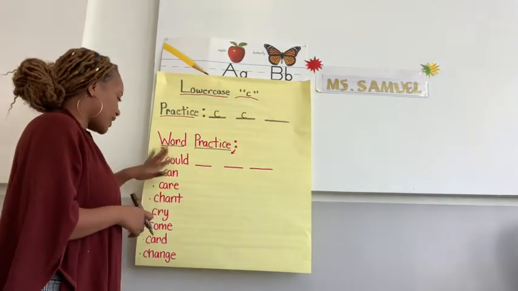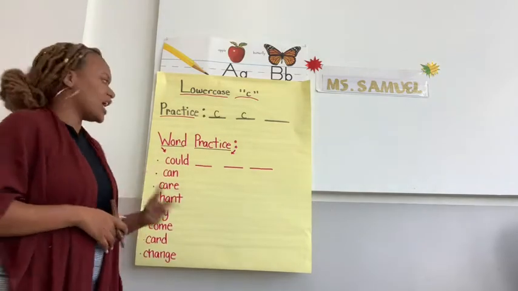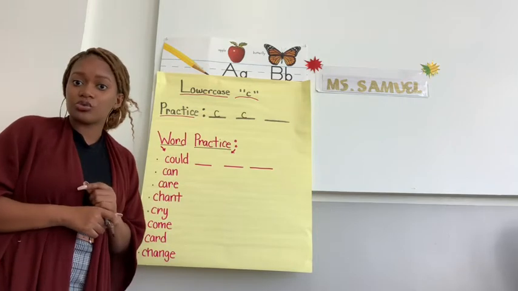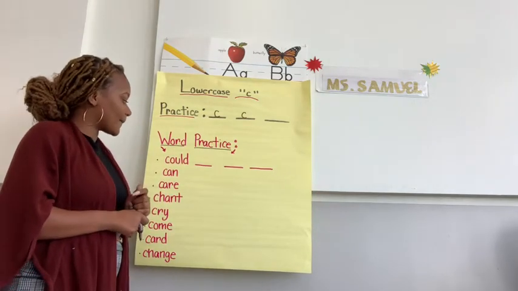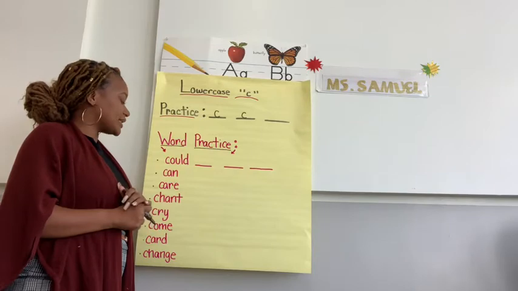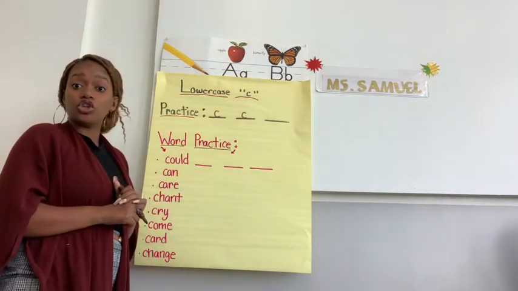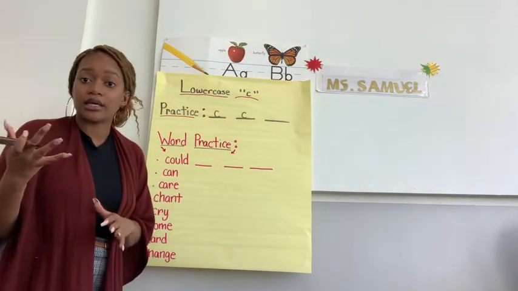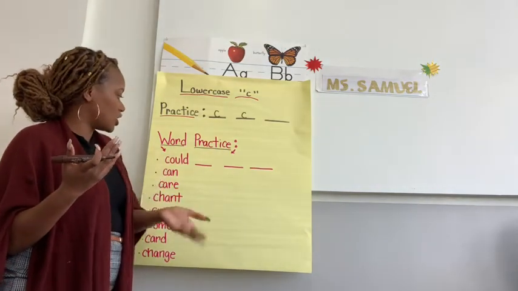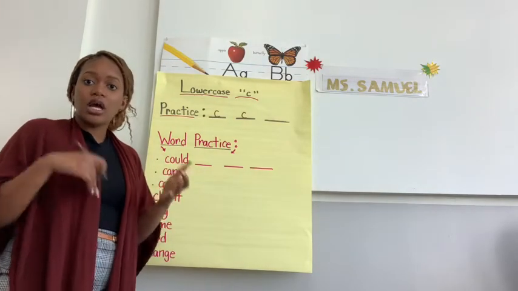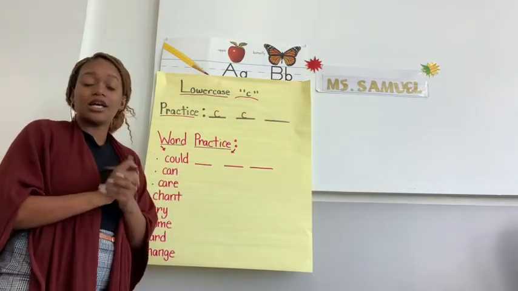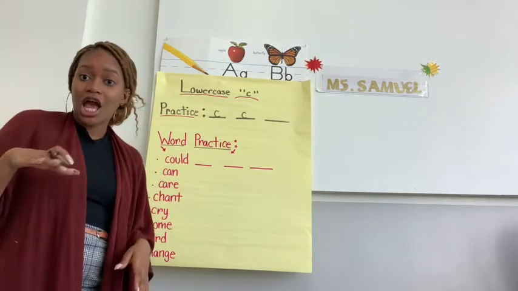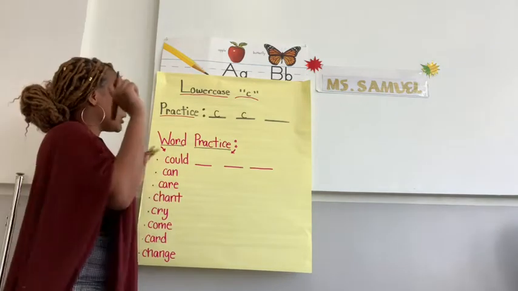For our word practice, we have so many words with a lowercase c. Can somebody tell me what the first word is? So I see a lowercase c, and I see O-U-L-D. So I know C says, what sound does C make? K. And O-U-L-D says ud. So we have k, ud. Could. So our word is could. Let's put our finger to the midline.